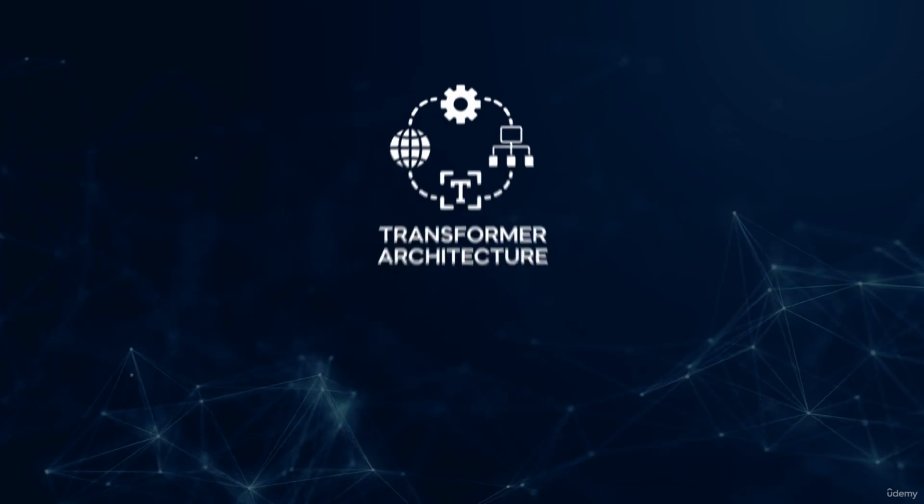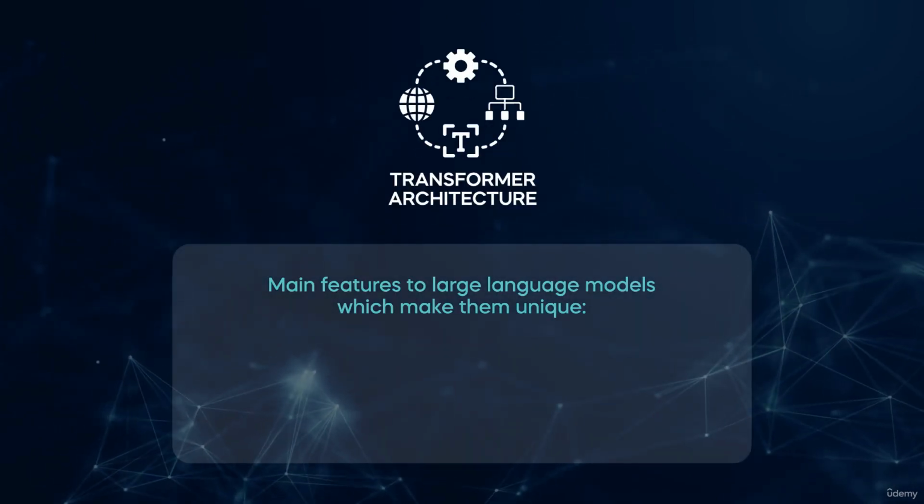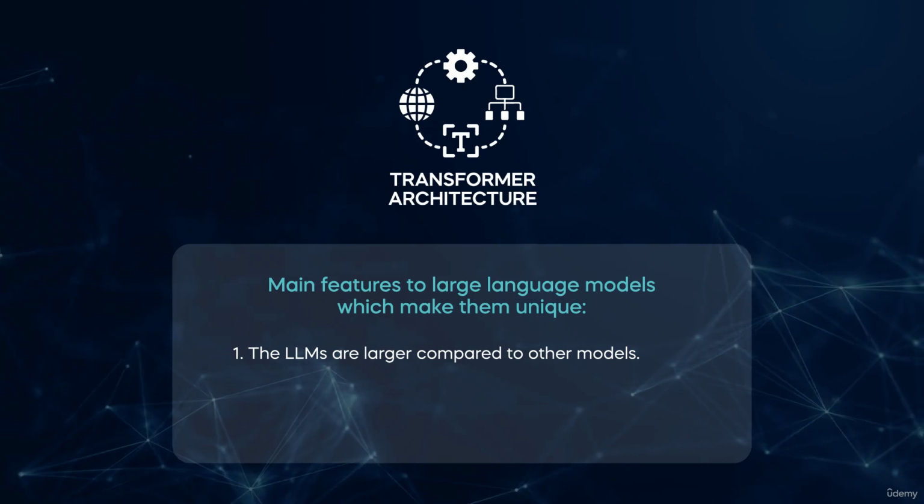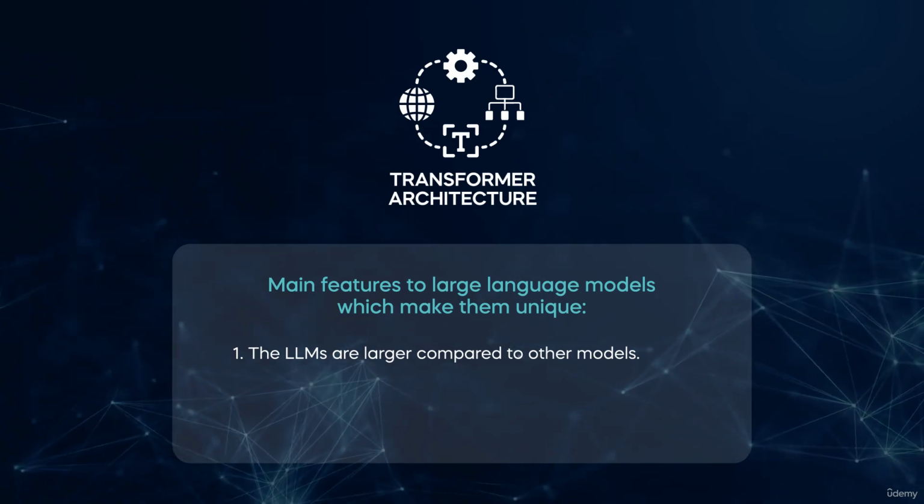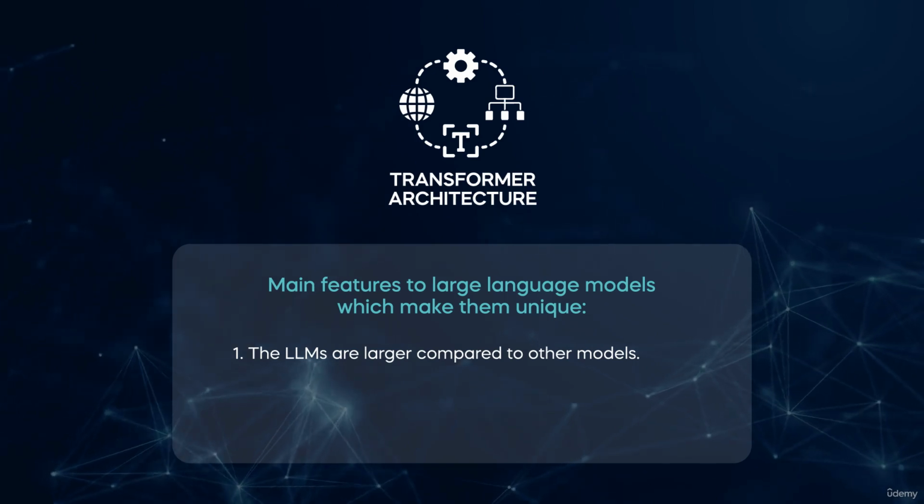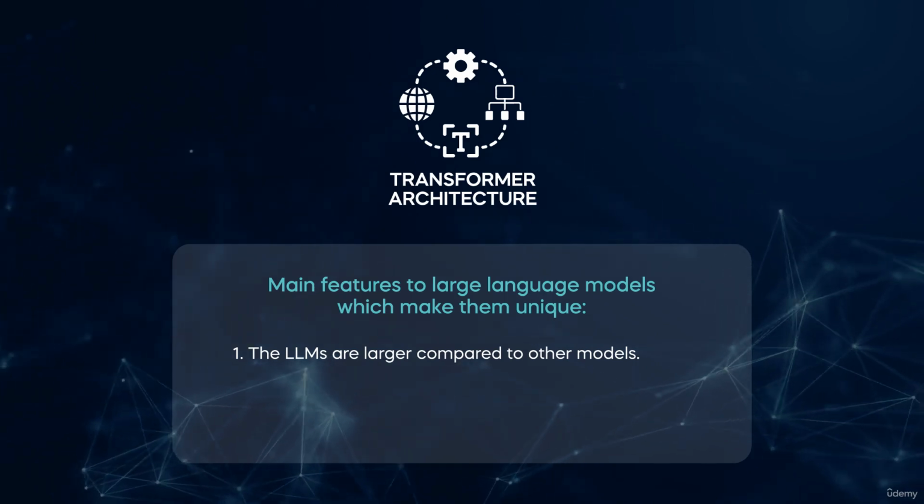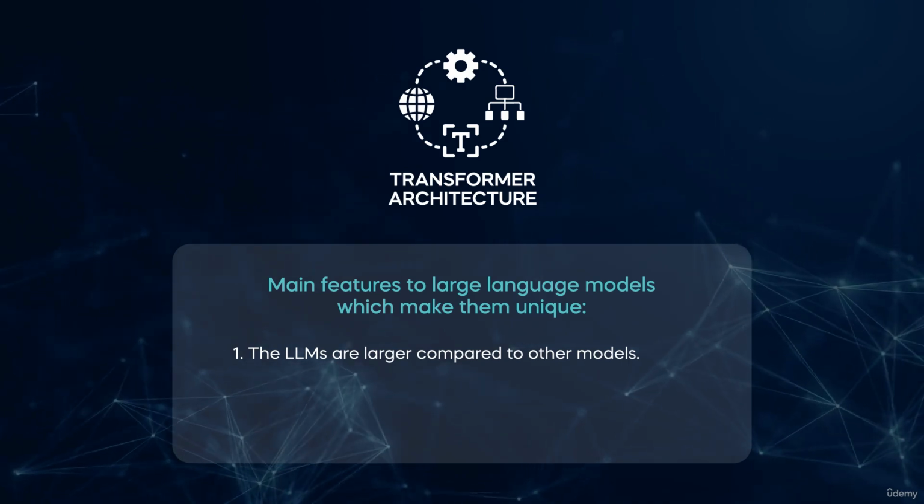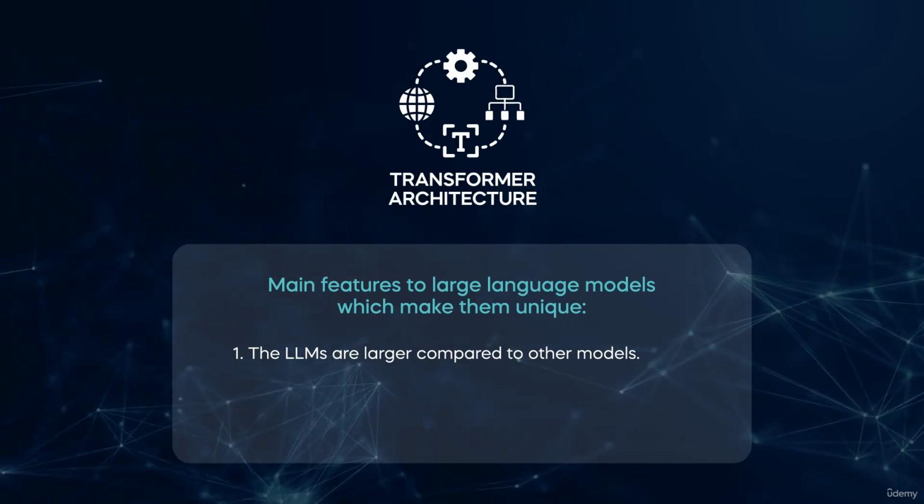There are three main features to a large language model which makes them unique. The first aspect, as you might have guessed by the name, is that large language models are, well, large. Compared to other models we've seen before, these models are massive in size. Their size is one of the aspects that allows for the amazing results we've seen from large language models.